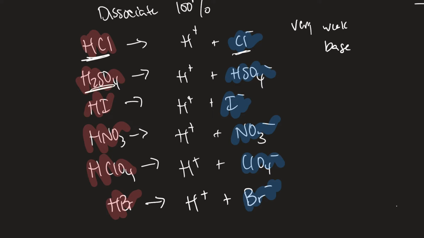Sulfuric acid, same thing. HSO4- is a very weak base. The likelihood of picking up another hydrogen, thus the conjugate base, is really unlikely. And so that's why we say that this is a weak base.